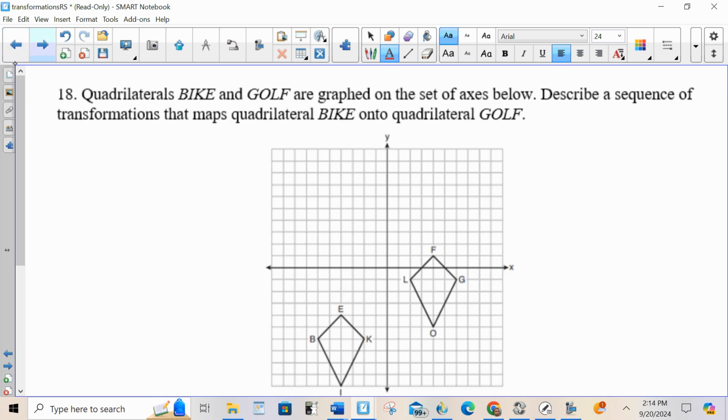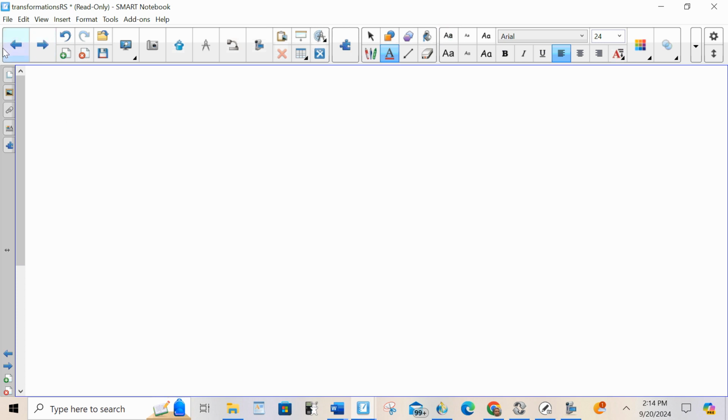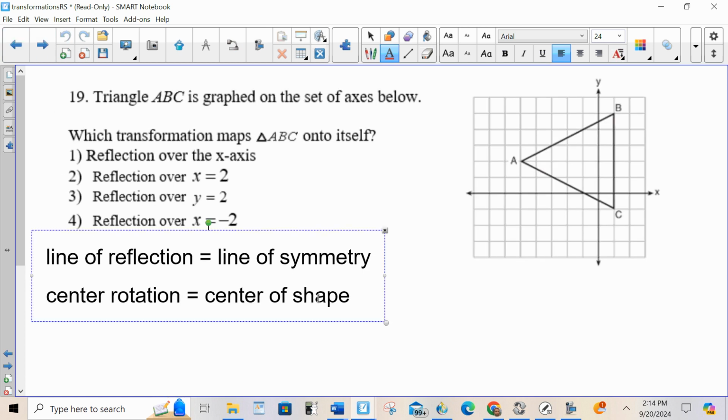Actually, it's fine. Let's actually do number 20 instead. That's a mix of reflections and rotations. So let's just bring this with us.